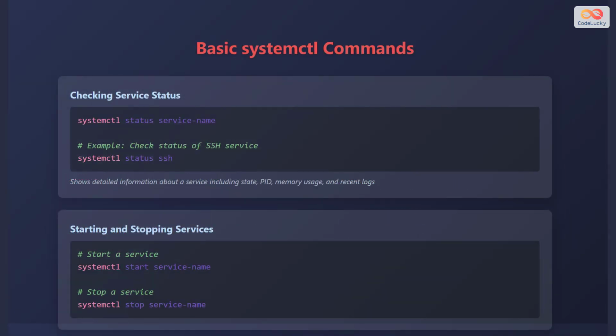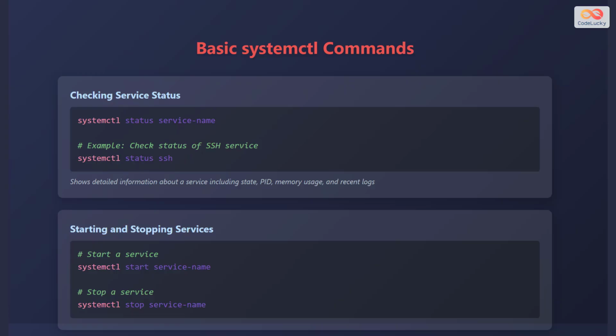Let's begin with some basic systemctl commands. First, checking the service status. To check the status of a service, you can use the command systemctl status followed by the service name. For example, to check the status of the secure shell service, you would type systemctl status ssh. This command provides detailed information about the service, including its state, process identification number, memory usage, and recent logs.